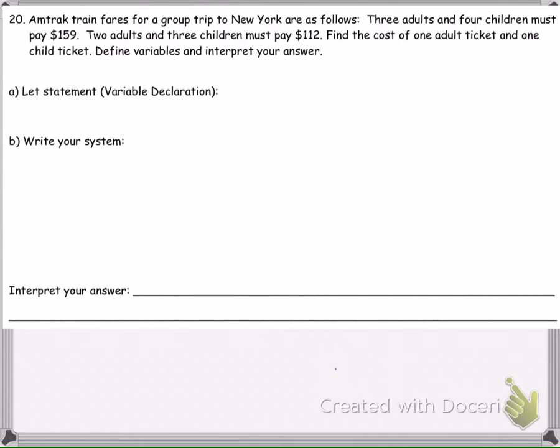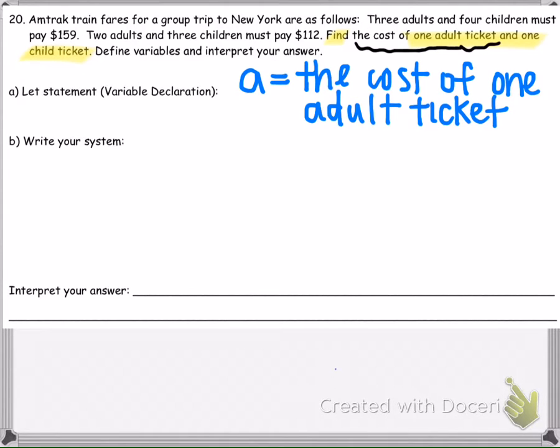So since this problem asks us to find the cost of 1 adult and 1 child ticket, that is what our variables are going to represent. So I'm going to let A represent, I'm not going to put adult, because if I put A equals adult, how do I know if that represents the number of tickets or the cost of the tickets? That's not very clear. So instead, I'm going to put the cost of 1 adult ticket. And I'm going to have C represent the cost of 1 child ticket.